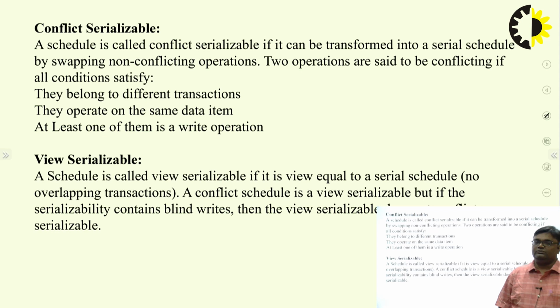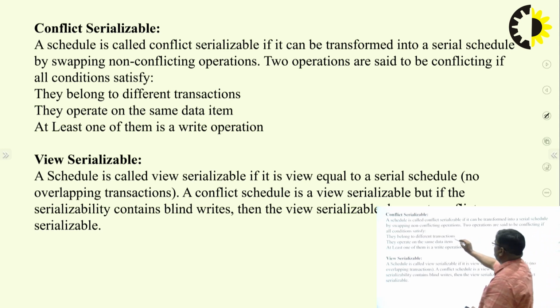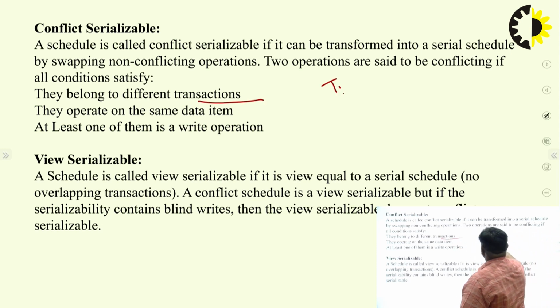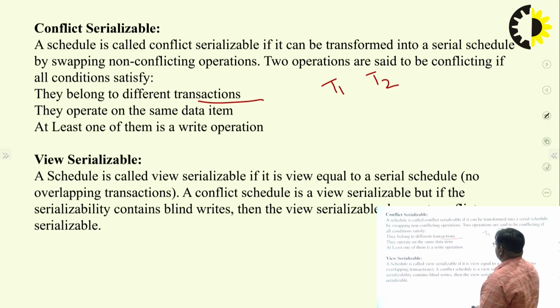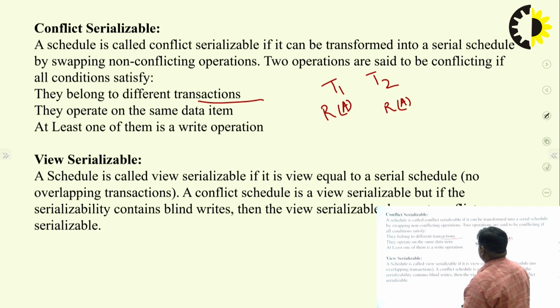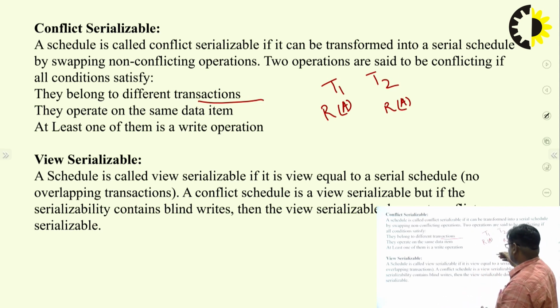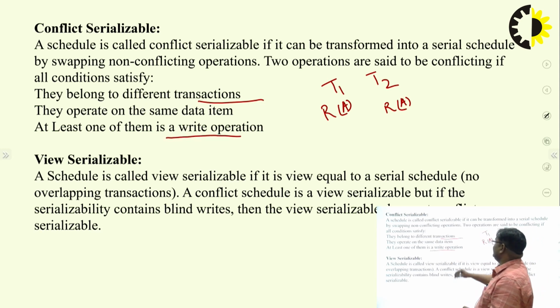Two operations are said to be conflicting if this condition is satisfied. That means they belong to different transactions, like T1 and T2. They operate on the same data item, like T1 operates on A and T2 also operates on A, then we can check for conflict serializability, and at least one of them is a write operation.